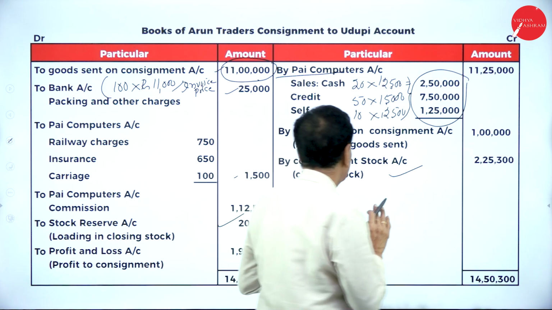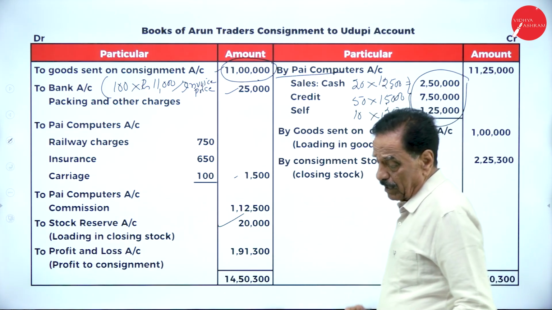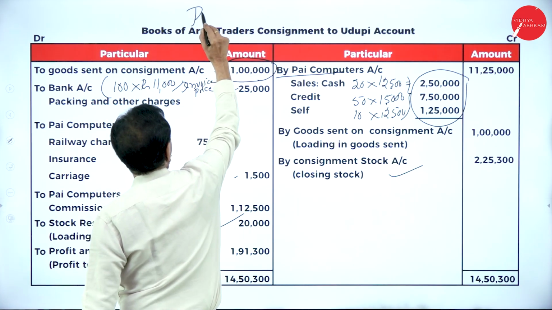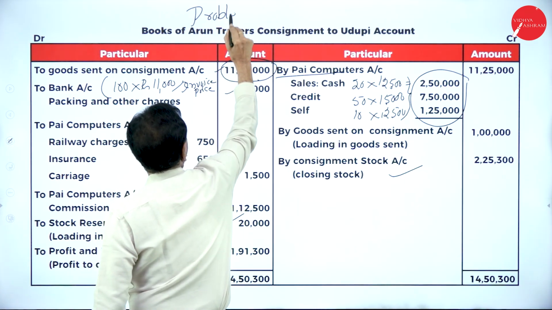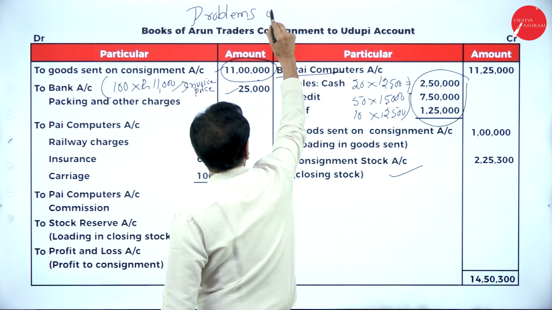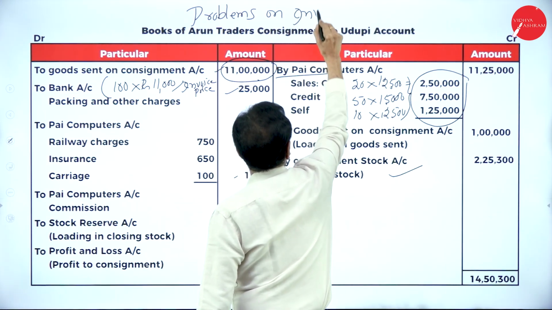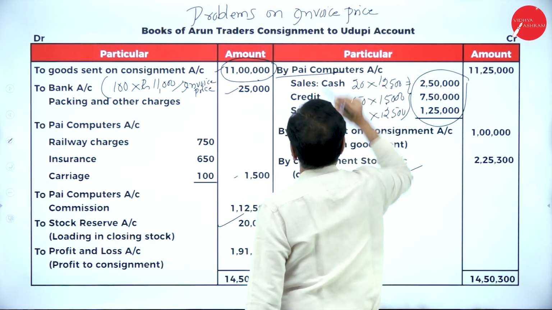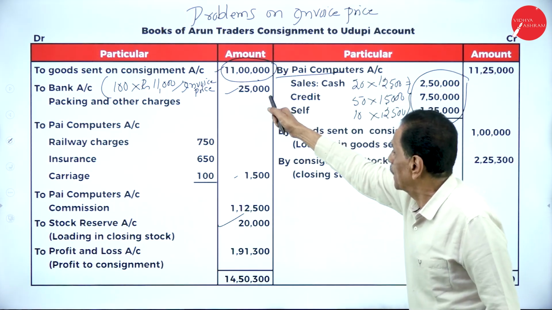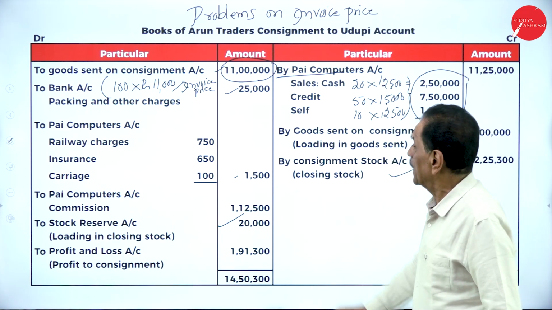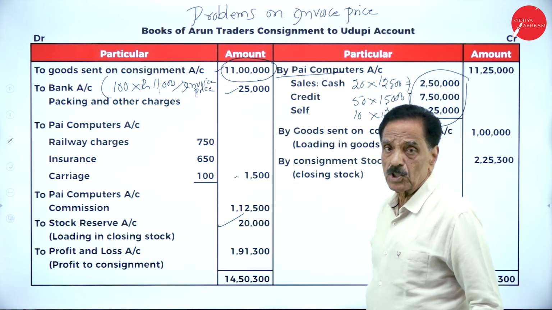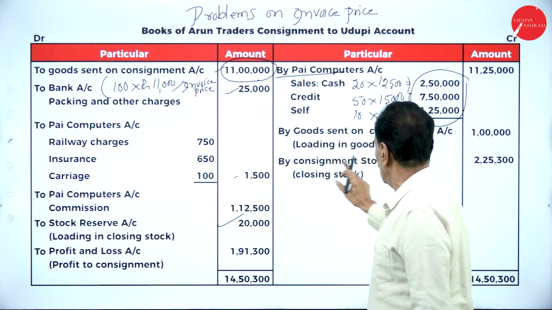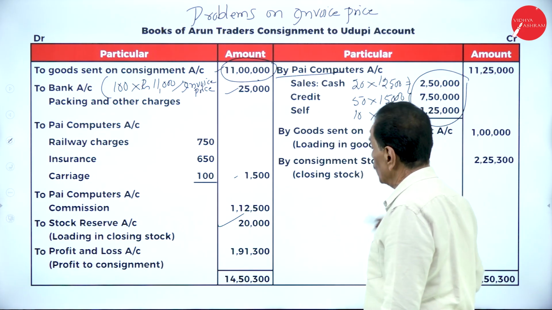So what you have to do? The problem solving on invoice price. Problems on invoice price. Actually it is 10 lakh, but you are showing 11 lakh. How much more? 1 lakh. That should be shown as goods sent on consignment loading or stock reserve, 1 lakh.